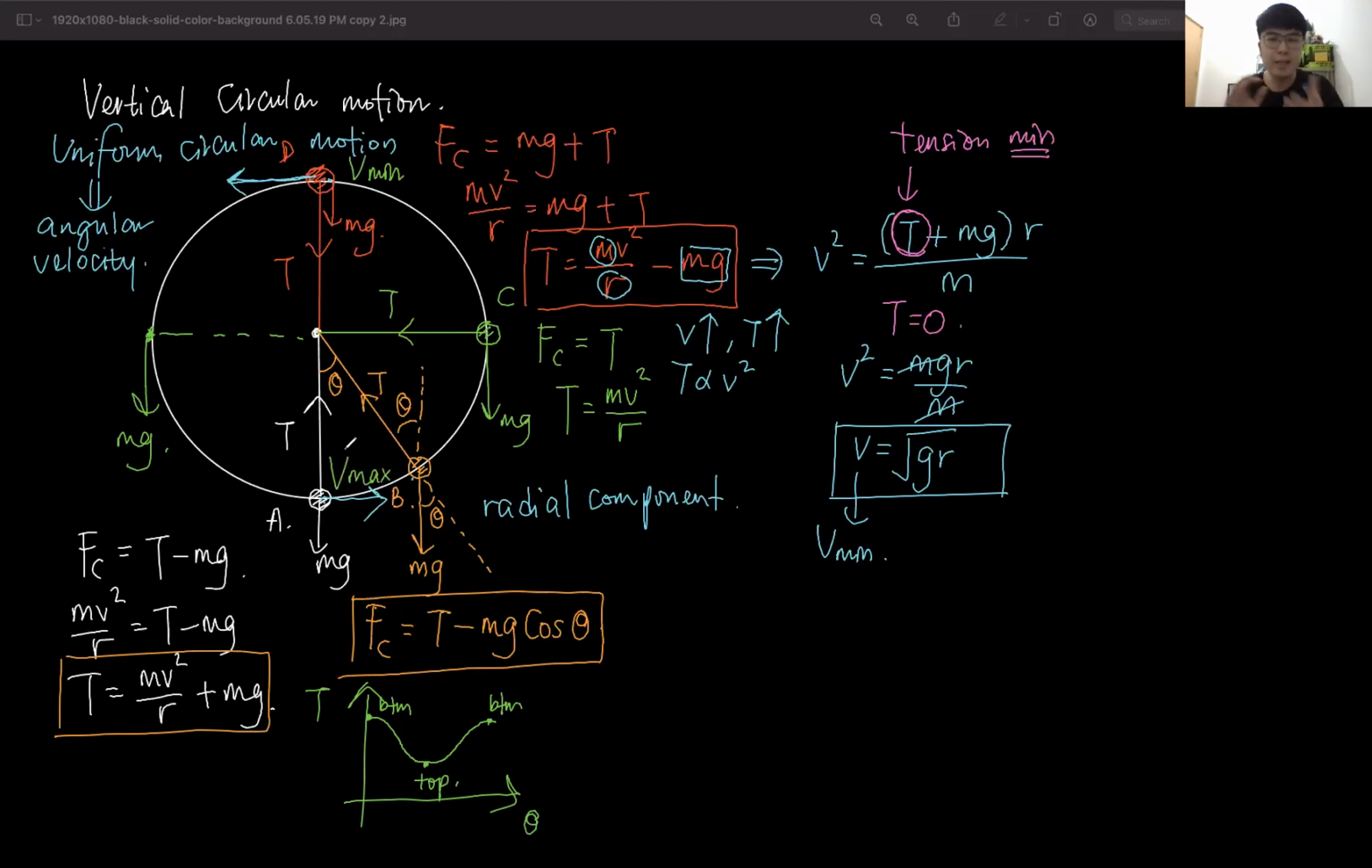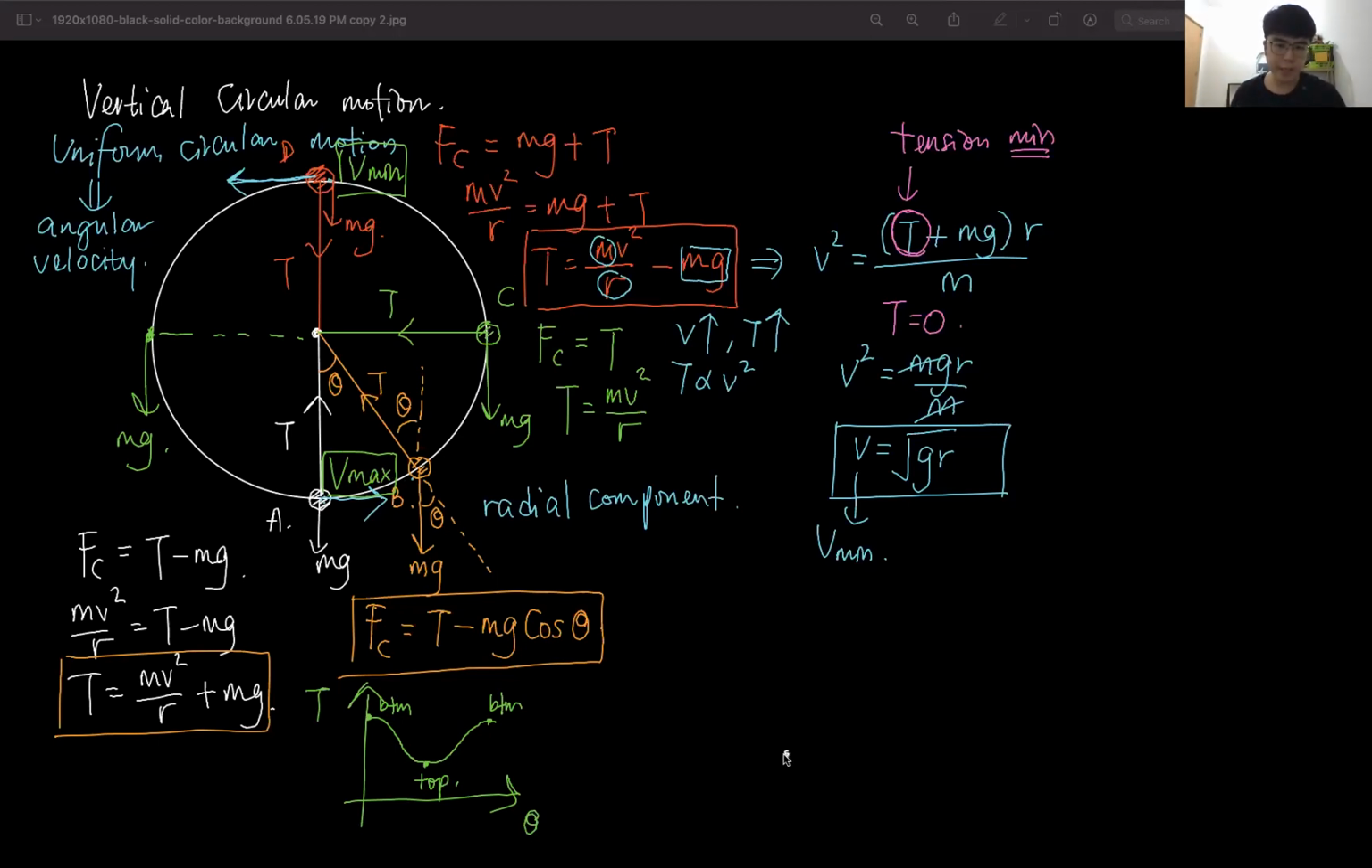So these are the things to take note of, because sometimes the question will ask where it is moving the fastest. Vmax would be at the bottom and Vmin at the top, simply because the tension value is different. Let's look at one example.